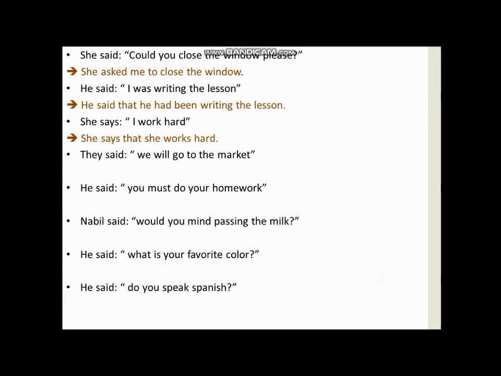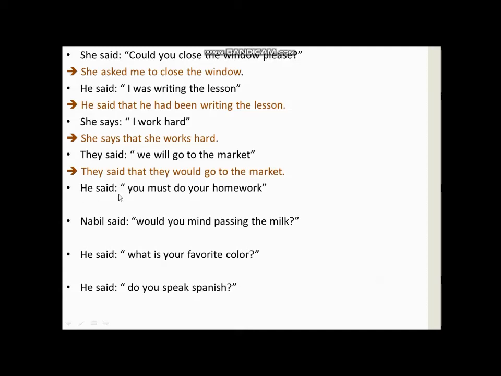So the next one. They said, "We will go to the market." And here we have a modal verb. So they said they would go to the market. We changed the modal verb.